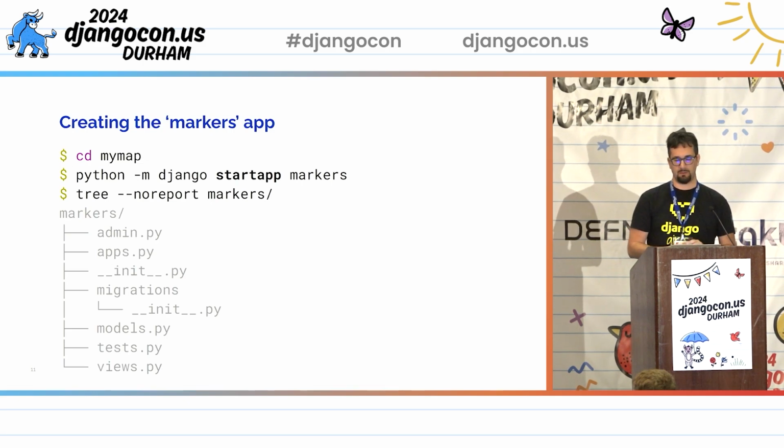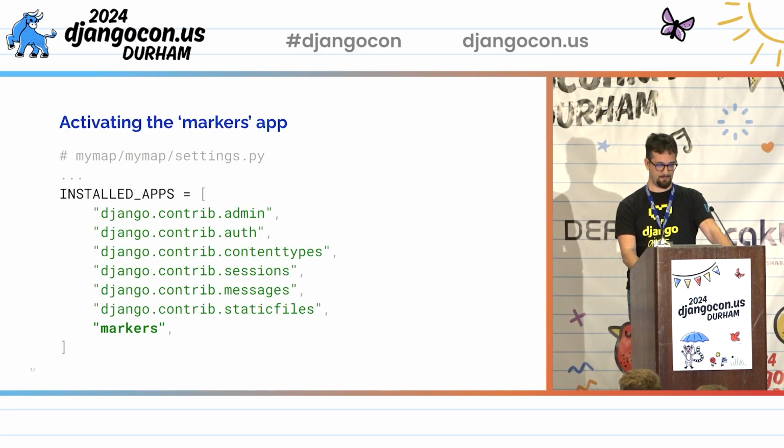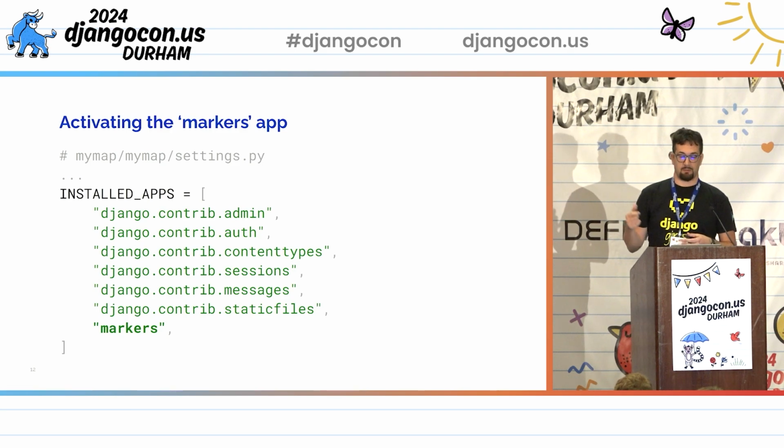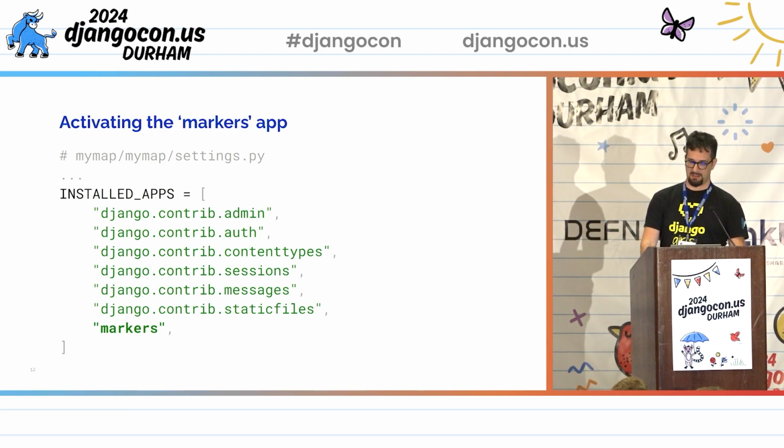After entering the new mymap directory, we create a markers app with the startapp command, and again, all the files will be created for us. Now we have to activate our markers application by inserting its name in the list of installed apps in the settings file.